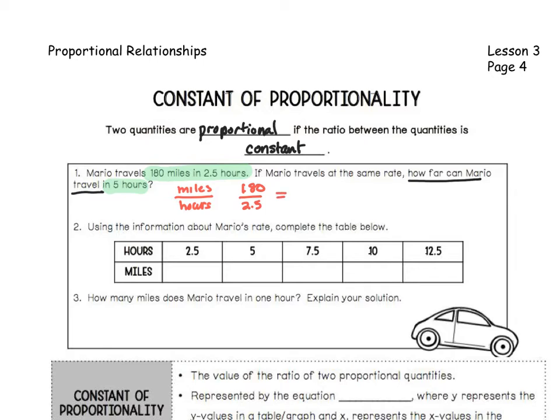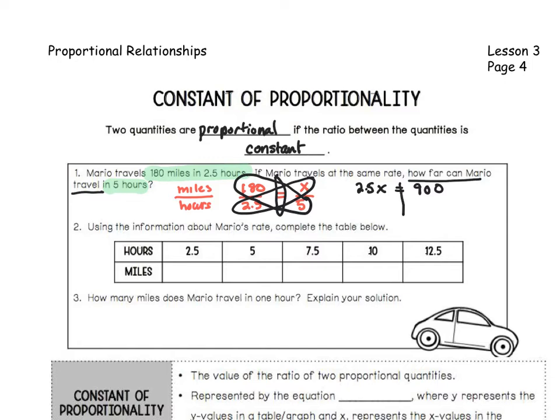They went on to ask how far can Mario travel, meaning we don't know the miles, so that's our unknown. But they did give us 5 hours. So now we have a proportion that we can cross multiply and solve. Once again, it doesn't matter which wing you do first. My personal preference, as I mentioned before, is to start with the x. So if I cross multiply 2.5 times x, I'm going to get 2.5x. The body reminds us to write the equal sign, and then 5 times 180 would be 900.